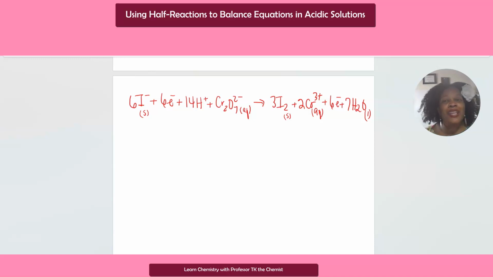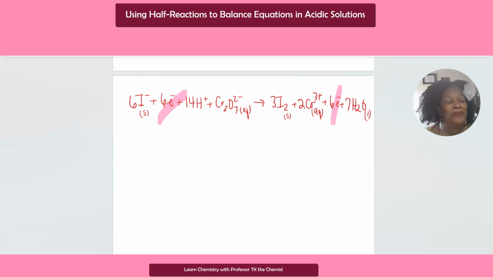So what are we going to do next? We're going to cross out things that we don't need anymore. Whatever's on the left is also what's on the right. If they look identical, snip, snip, snip, cross them out. And what are we going to cross out in this particular example? We're going to cross out the electrons. 6 electrons on the left, 6 electrons on the right. And now we're going to write down what remains.